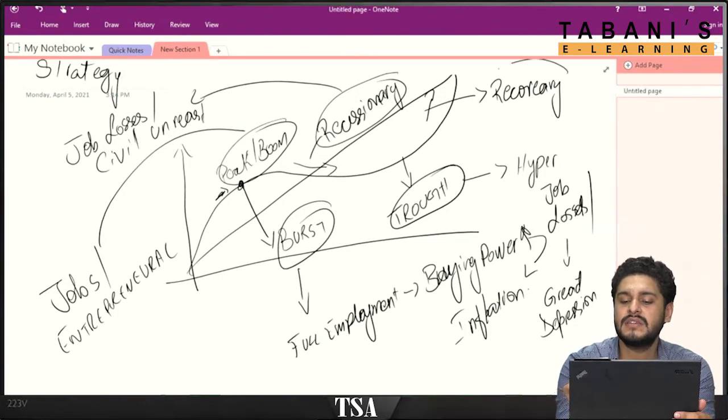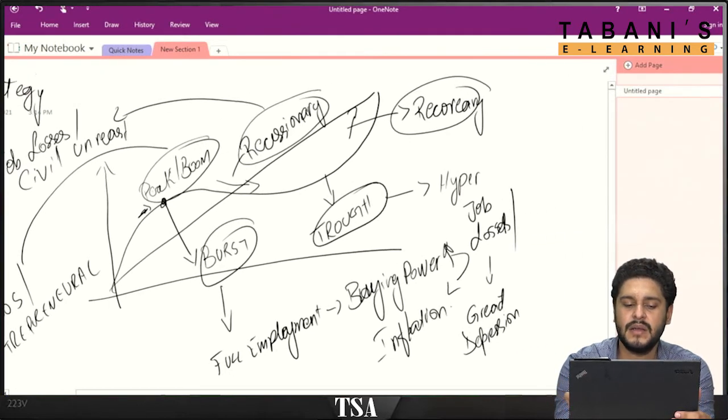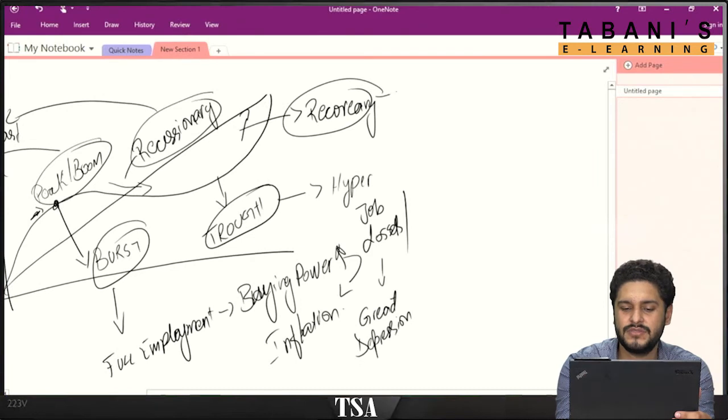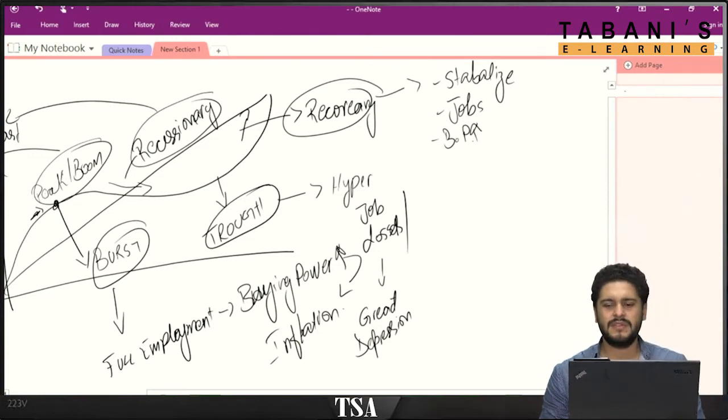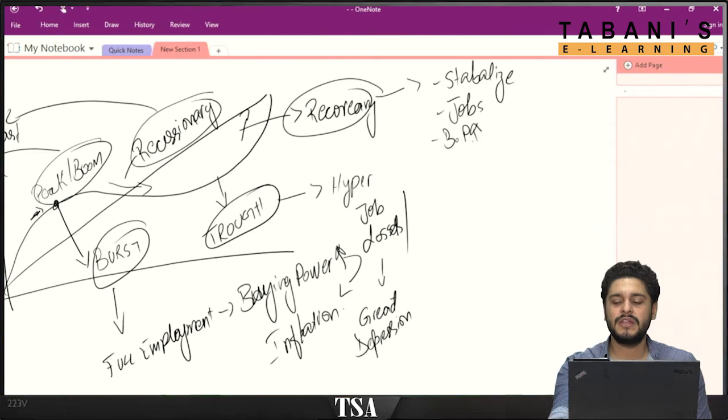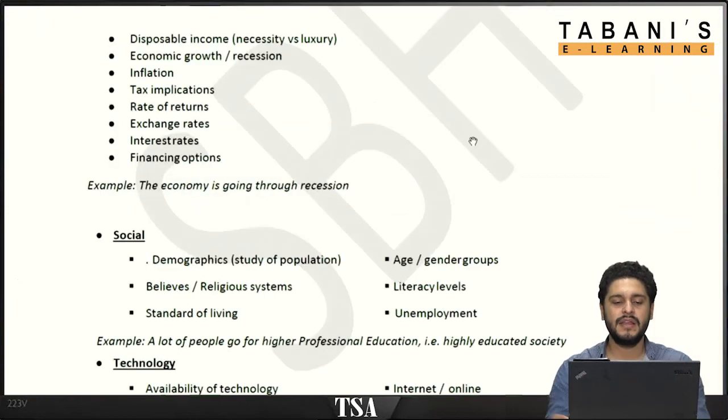Last but not the least is the recovery phase. Let's see what the recovery phase has to tell us. Over here, the economy tries to stabilize. In this particular scenario, new job opportunities are created, buying power is increased, and so on and so forth. So there are many other areas in which we will be tapping in, or we will try to bring our economy back from the phase in which it is currently operating.